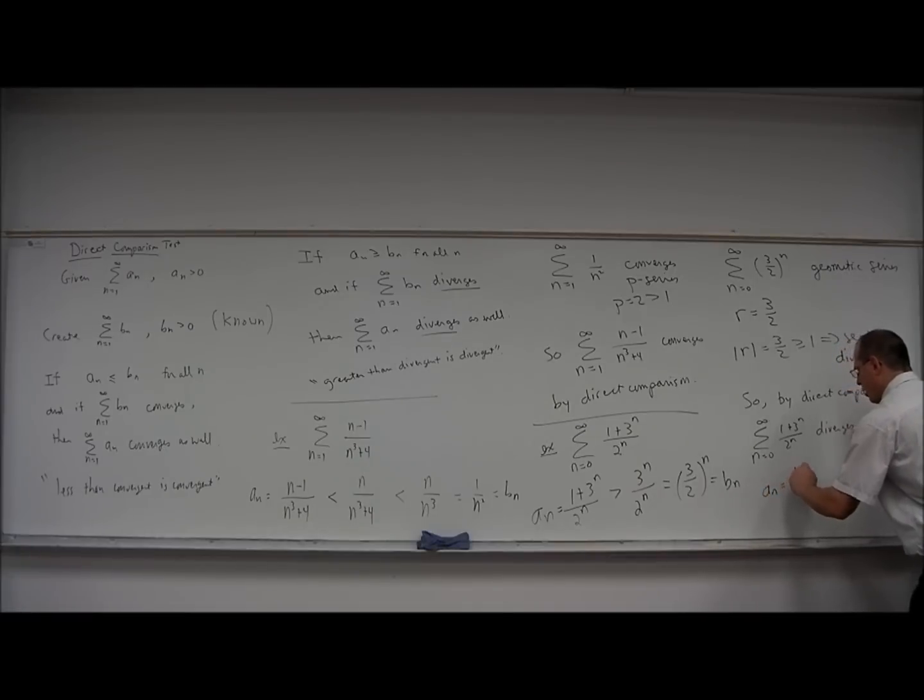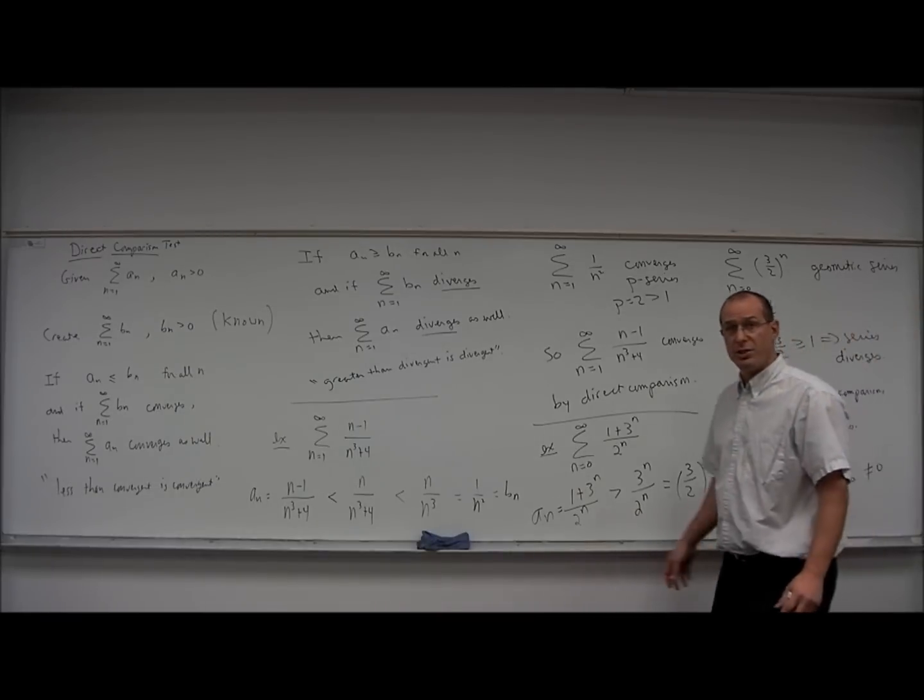Again, this one could have been done as an example of the test for divergence. a sub n is equal to (1 plus 3 to the n) over 2 to the n. If you take a look at the limit here of a sub n, you will get plus infinity. That's not 0. And so the series diverges by the test for divergence as well.